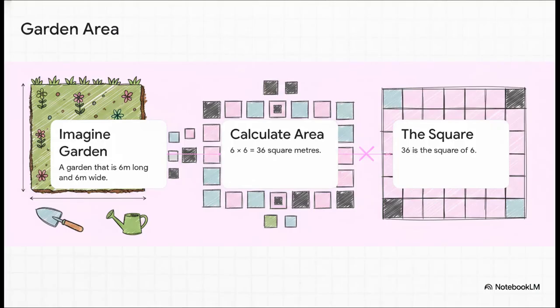You might be wondering when you'd actually use this. Well, it's incredibly useful in real life. Let's say you're designing a beautiful, perfectly square garden. Step 1, it's 6 meters long and 6 meters wide. Step 2, you need to know how much grass seed to buy, so you calculate the area. You multiply the sides. 6 times 6 equals 36 square meters. And there it is in step 3. We easily see that 36 is the square of 6. You just used square numbers to plan a whole garden.